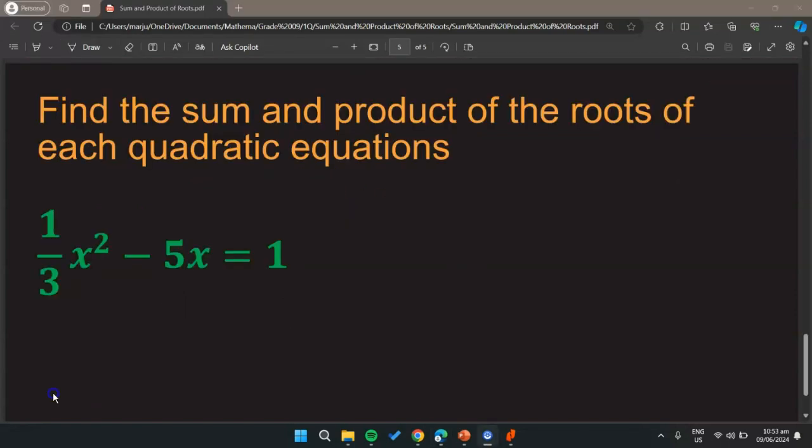So this is a challenge for you. Find the sum and product of this quadratic equation: 1/3 x squared minus 5x is equal to 1.